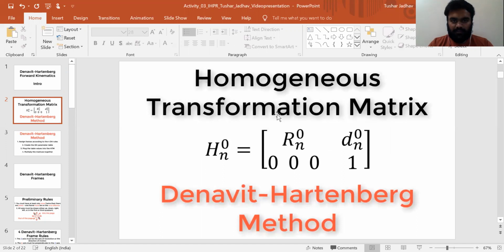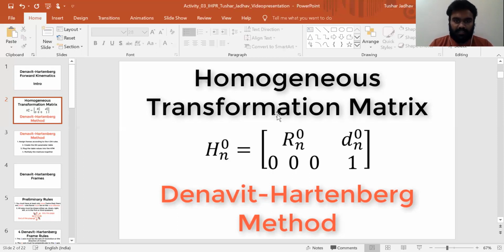The very first thing that I would like to point out is something called the homogeneous transformation matrix, which has two components. One is the rotation matrix and the other is the displacement matrix. The function of this homogeneous transformation matrix is that it gives you the total representation of the final physical position of the entire robotic arm mathematically in the form of a matrix.